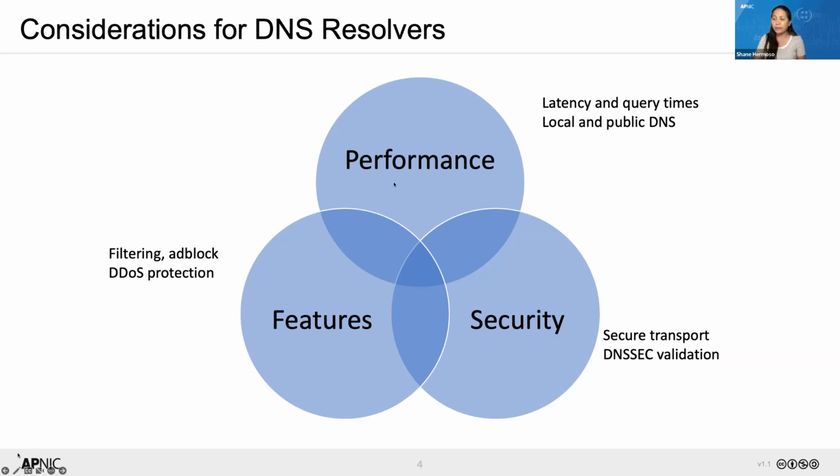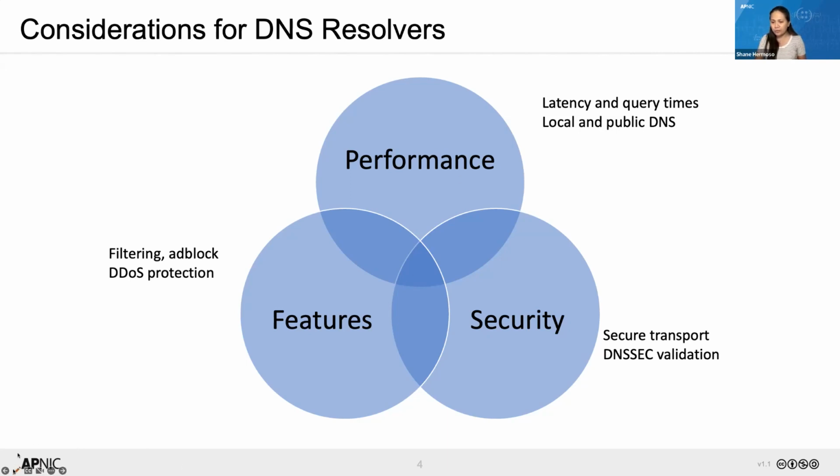The first one being performance. I've shown you latencies of some of the public resolvers. You want to achieve almost the same if you can. So performance is important in DNS. Latency and query times are the two important parameters to take into consideration. And there is also a discussion on whether you use a local DNS set up by your admins within your network most of the time, or are you going to rely on a public DNS server?